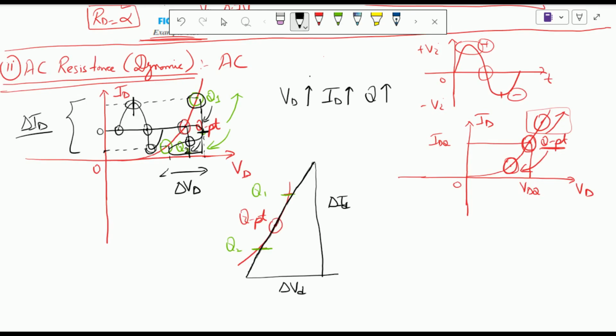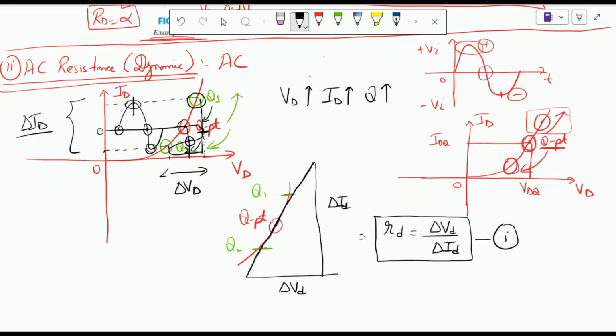Thus to calculate the average resistance, we use this mathematical expression: small r of d is equal to the change in voltage of the diode over the change in current of the diode. So this is the mathematical expression that we are going to use to find the AC resistance of a diode, or the dynamic resistance. This is the first equation that we can utilize.